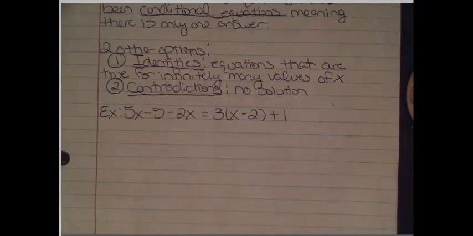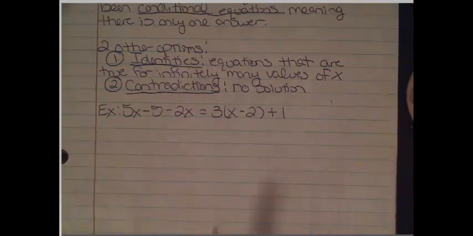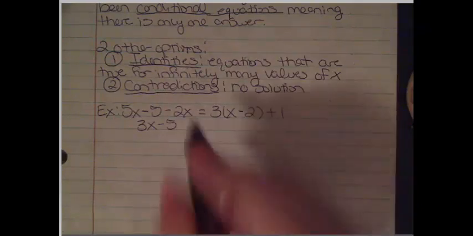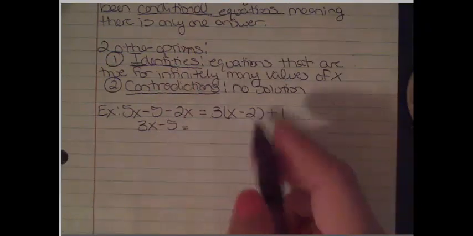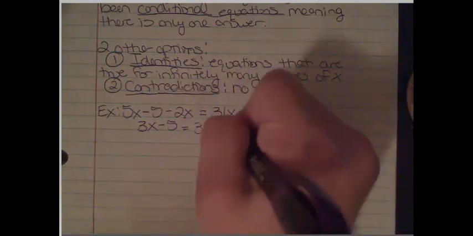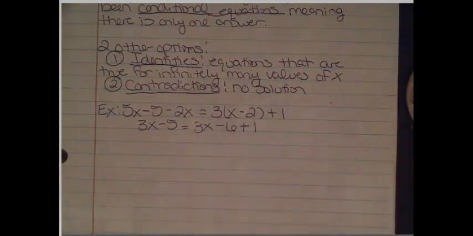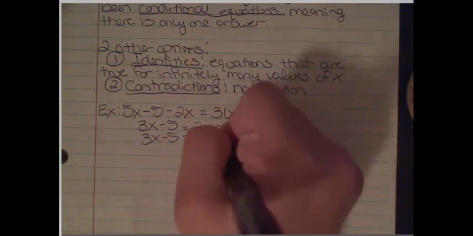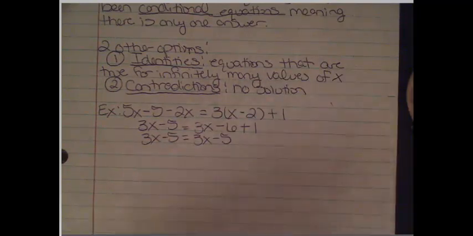I'm going to combine like terms on the left, which will give me 3x minus 5. And I'm going to use my distributive property over here to get rid of my parentheses. That'll give me 3x minus 6 plus 1. Okay, so I have 3x minus 5, and that equals, I can combine my negative 6 and my 1. That'll give me negative 5. So right here, if we look, we have 3x minus 5 equals 3x minus 5.